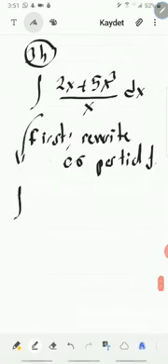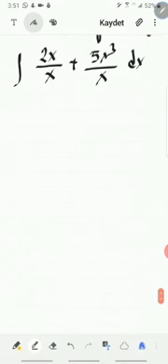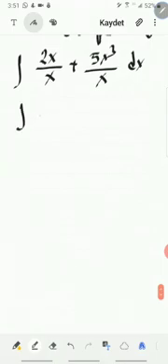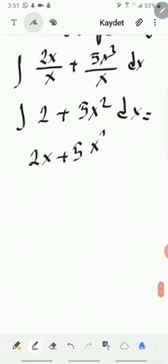We integrate 2x over x plus 5x cubed over x dx. You see that we have the first and second term separately. So we can easily take the integral of each term. Okay, let me simplify 2x over x, which is 2, plus 5x squared dx. Now we will start integrating. The integral of 2 is 2x, plus 5 x cubed over 3 plus c.